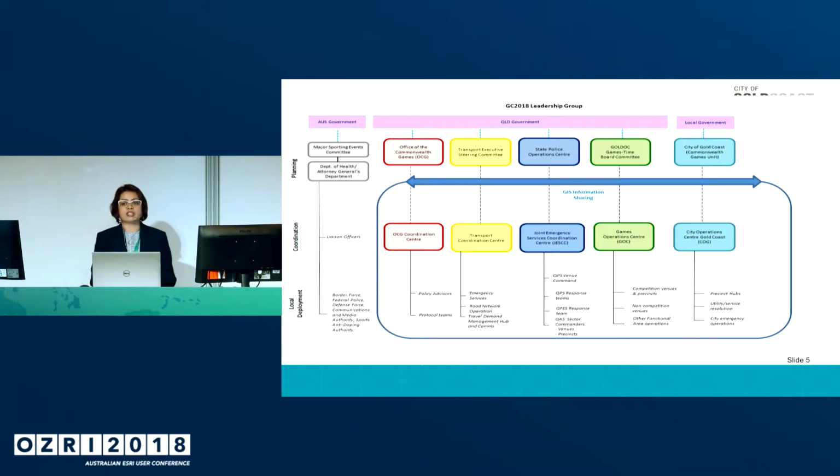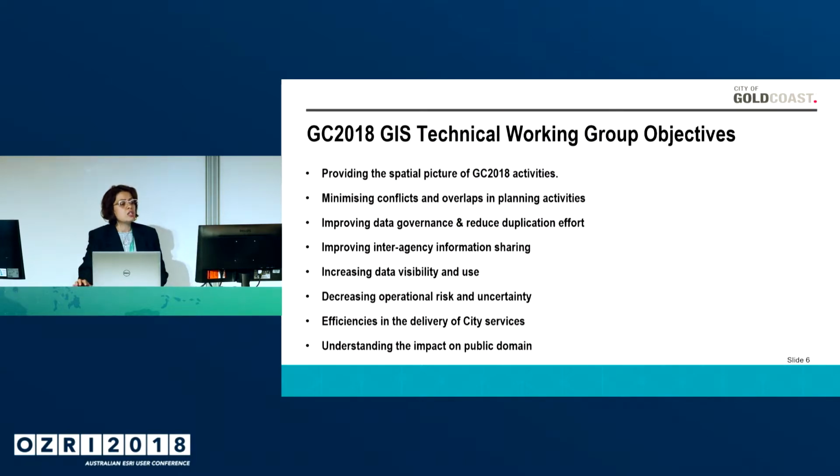So the management of the games was established at three levels: the high-level planning level, the coordination level, and the local deployment level. A GIS information sharing technical working group was established at the coordination and local deployment levels. The purpose of this group was to provide a spatial picture of the GC2018 activities, minimizing conflicts and overlaps in planning activities, also improving data governance and reducing duplication of effort. We were also aiming to improve interagency information sharing.